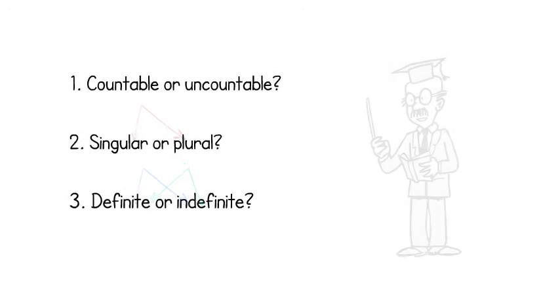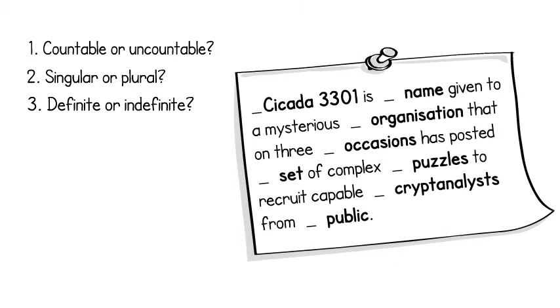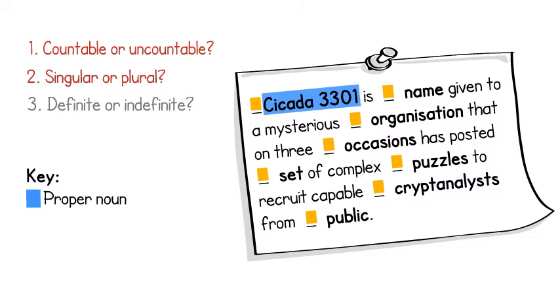Let's examine a sentence from an article about the organisation Cicada 3301. Take a moment and consider what articles, if any, you would use in each of the blanks. Let's look at each of the nouns in turn and answer our first two questions. Firstly, Cicada 3301 is a proper name, like John, Brisbane, or Griffith University, and therefore it takes no article. So we do not need to consider it any further.